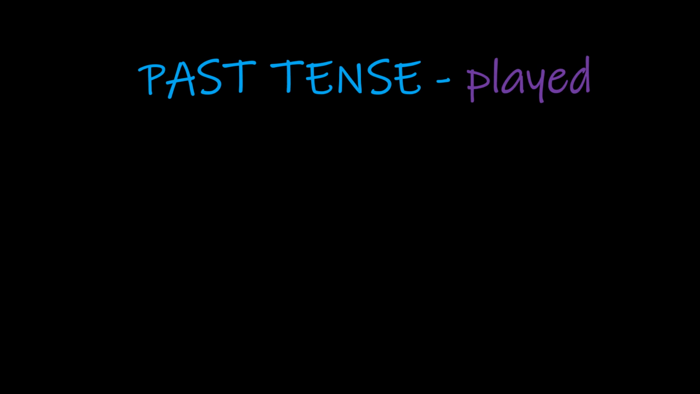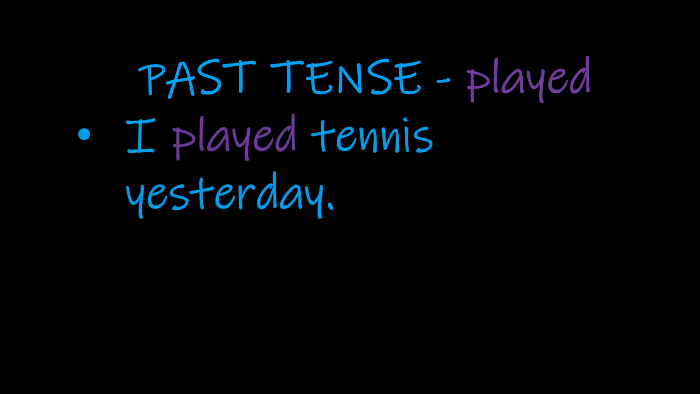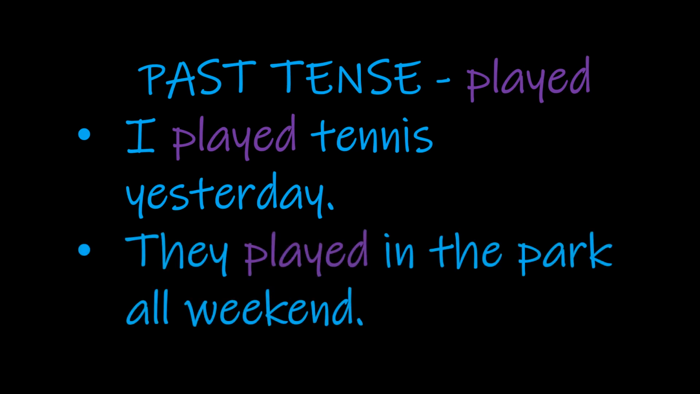So a few examples then, just to give you some extra familiarity with this verb. Thinking about past tense first of all: I played tennis yesterday, and they played in the park all weekend. In both of these cases, we've got a reference to some time in the past, yesterday, all weekend. I mean, that could be the future, but because it comes with played, we know it's the past. It's a previous weekend. In both of these instances, we're talking about playing, meaning to have fun or to play a game. And these are definitely things that happened in the past.